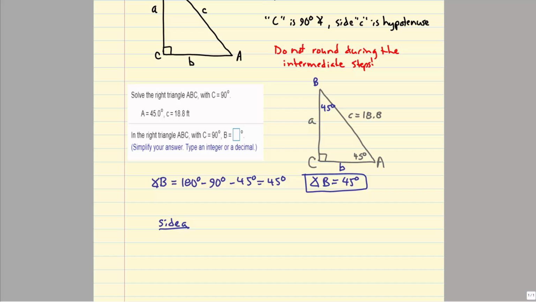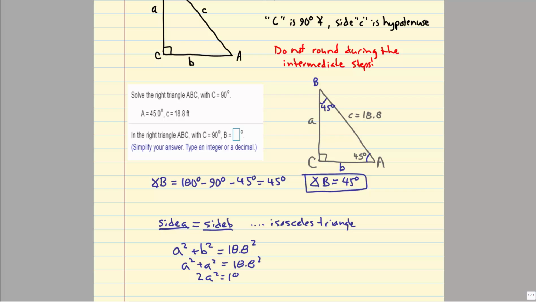A couple of things I know here: because I have two equal angles, I have two equal sides. So side a equals side b, because this is an isosceles triangle, which basically means I have two 45-degree angles. Here I could say a squared plus b squared equals 18.8 squared. Since side a and side b are the same, I could just call this a squared plus a squared equals 18.8 squared, or 2a squared equals 18.8 squared.